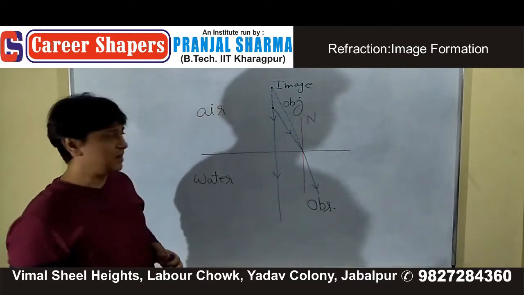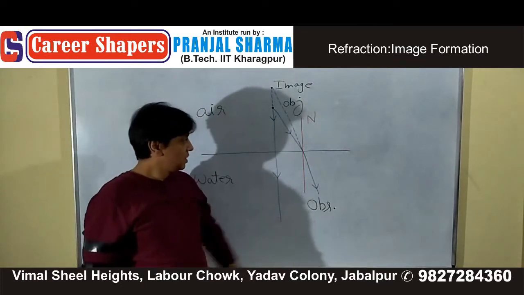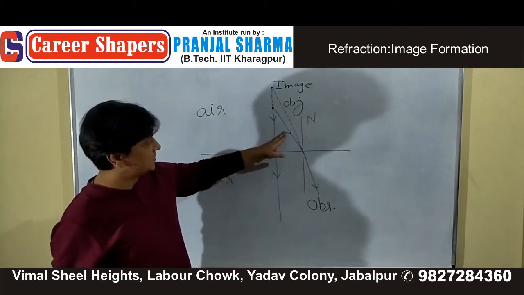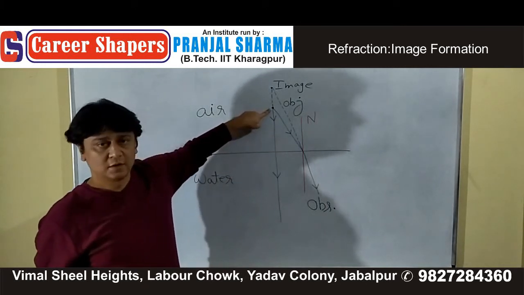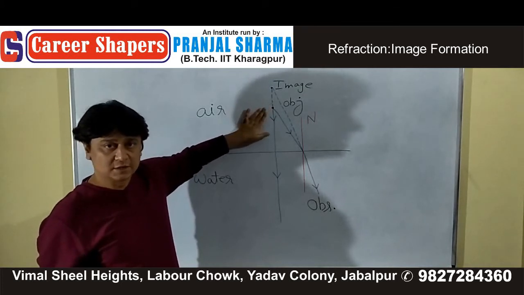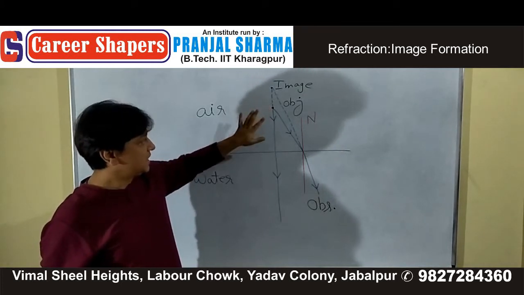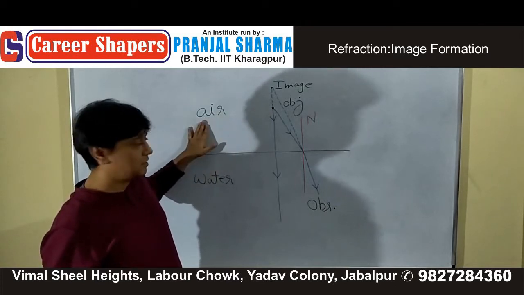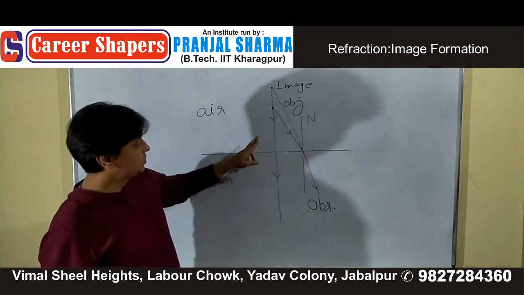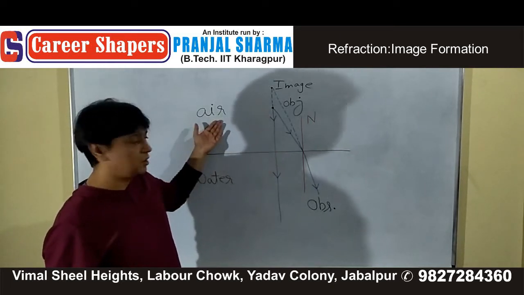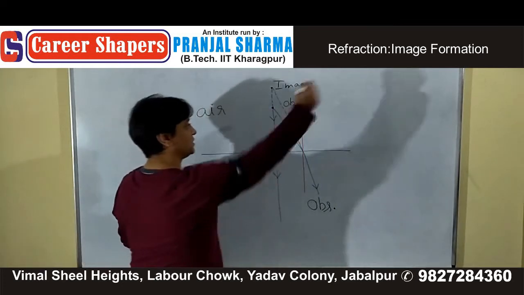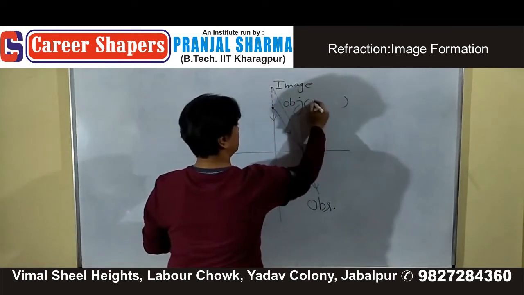Now, let's first decide real and virtual. The intersection of incident rays gives us what? Object. That's your object. This object is in air. Why? Because incident rays are in air. This object appears also in air. That means there is no contradiction. If there is no contradiction, then this object is real.